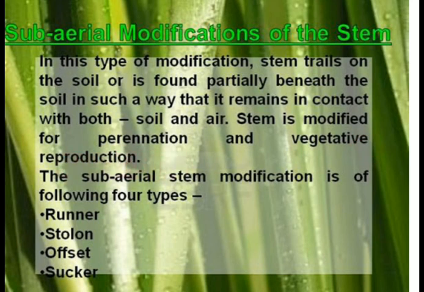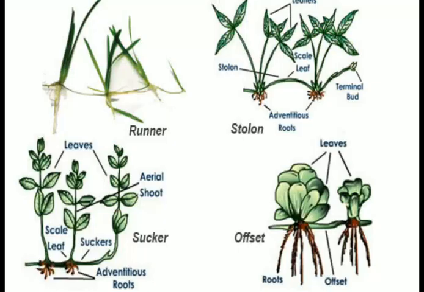The four examples are runner, stolon, offset and sucker. They look like this. This is the runner. The example is the garden grass, Cynodon dactylon. This is the stolon. Then there is the sucker, and then there is the offset, with very little differences between them, but all of them have one thing in common, that their stem is trailing just above the ground and some portion may be underground.